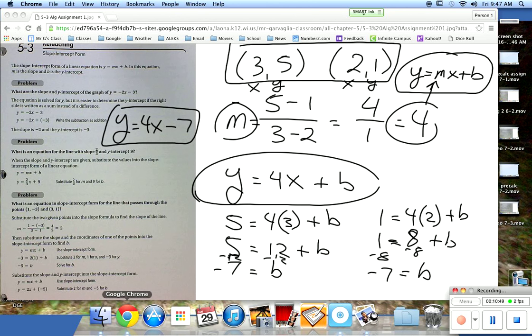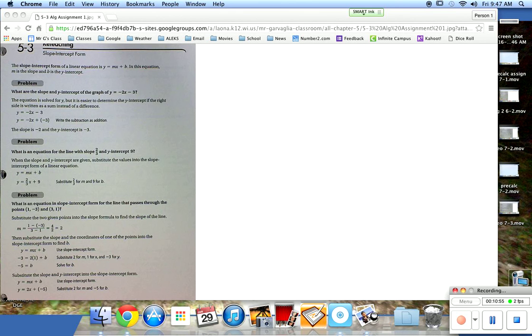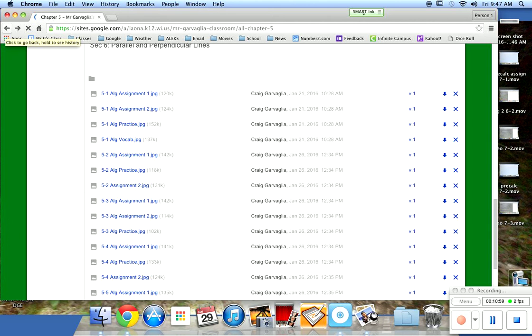Let's do another one, and I'm going to grab one from the assignment. You got her. Aiden's like, well, the bullet just hit me right in the head.